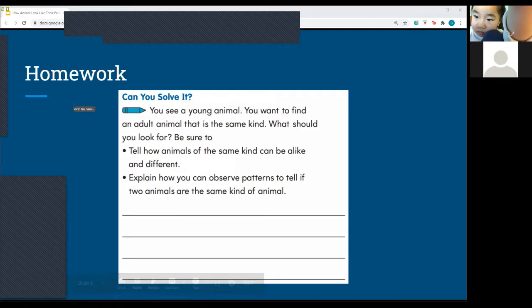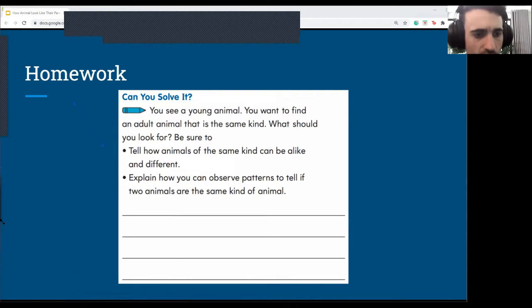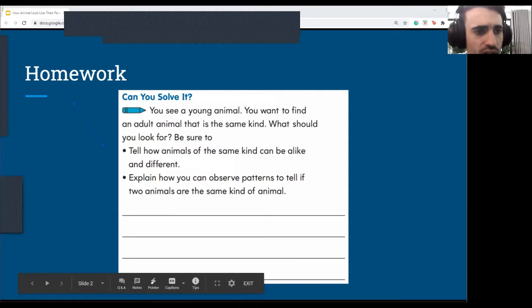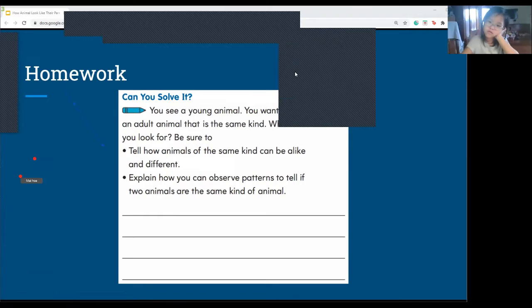Okay, I don't see anyone raising their hand. I'm just going to call on someone. Let's start off with, let's see, Lavi. Lavi, what would you look for to find the adult that was the same kind? Not sure?